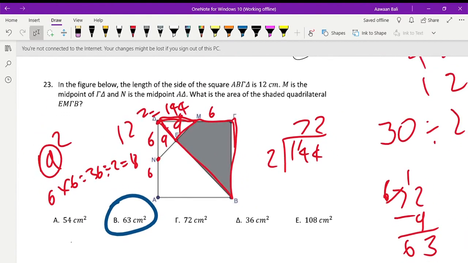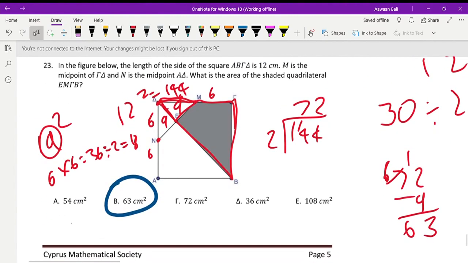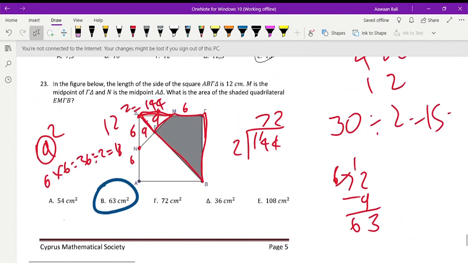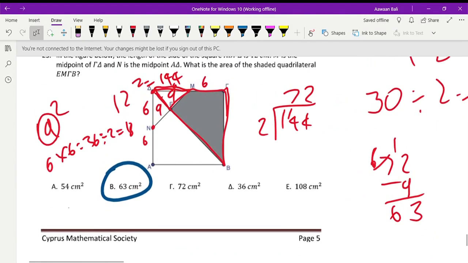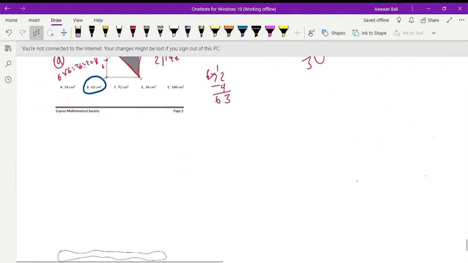It's okay if it doesn't make sense to you by the figure, because not all figures are up to scale. So never rely on the figure. Only rely on the facts it tells you, unless it doesn't exactly tell you all of the facts. So yeah, you get the answer beta, 63 centimeters squared. If you don't understand this method, just replay it again.